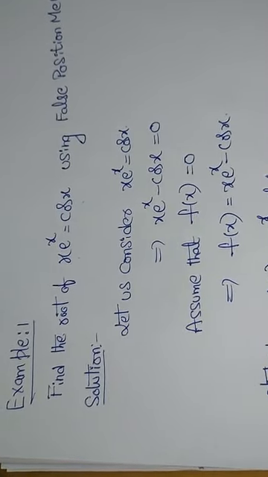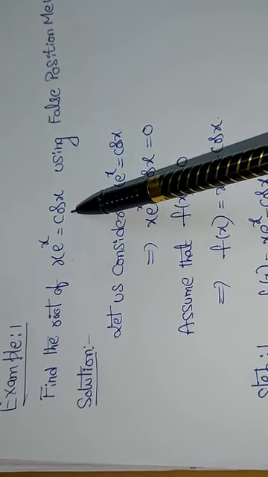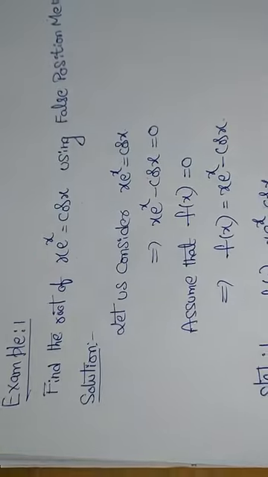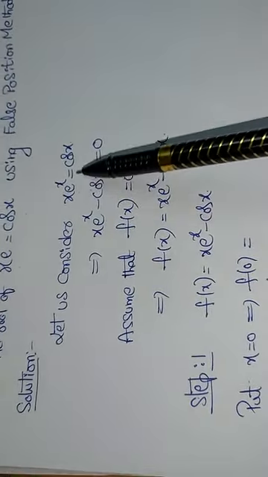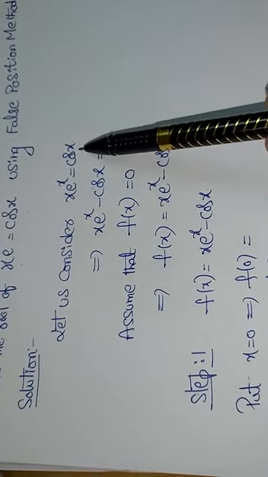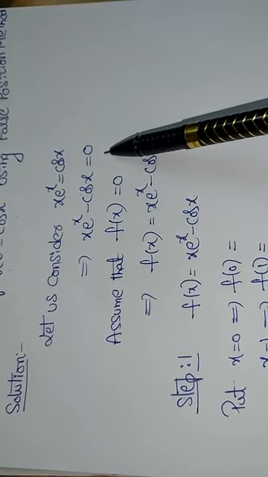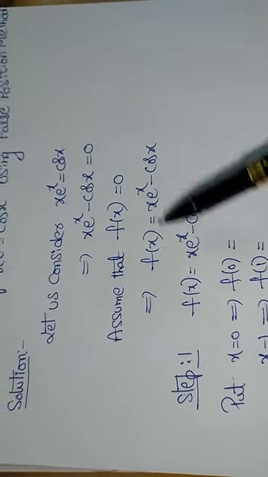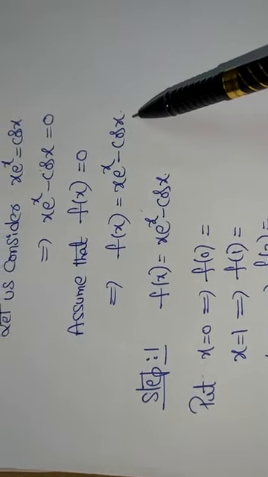We have so many methods, but in this problem we can solve x into e power x is equal to cos x using the false position method. So for this, I have to consider the given equation. Consider x into e power x is equal to cos x. Let us take cos x to the LHS, that is x into e power x minus cos x is equal to 0. Compare this equation with f of x is equal to 0. We get f of x is equal to x into e power x minus cos x.